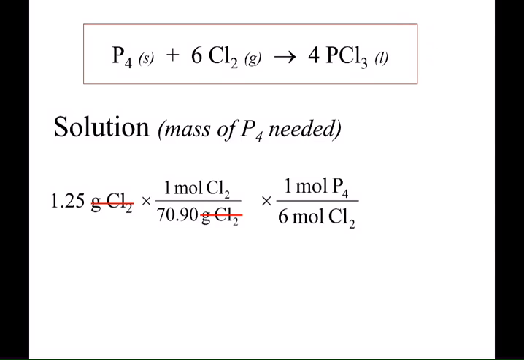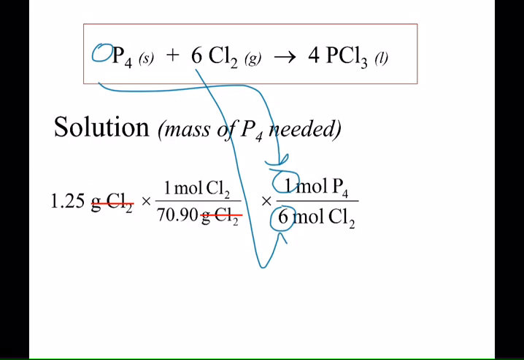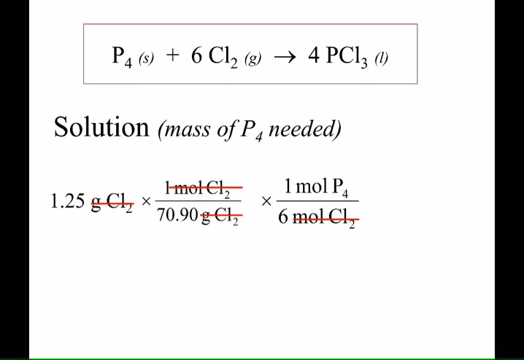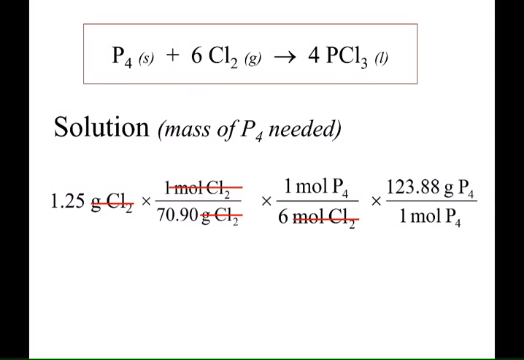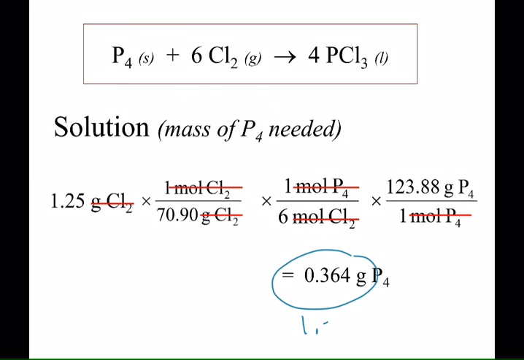Hopefully you got this, where we're going to put 1 mole of P4 over 6 moles of Cl2. Okay? Alright, moles of Cl2 cancel. We're left with moles of P4. Now we need to use P4's molar mass to get to grams. So what does it look like? Like this. 123.88 grams of P4 over 1 mole of P4, the unflipped version of the molar mass. Round to 3 significant figures, I get 0.364 grams of P4.